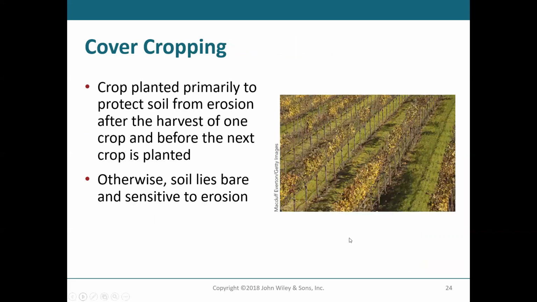Cover cropping. Crop planted primarily to protect soil from erosion after the harvest of one crop and before the next crop is planted. Otherwise, the soil lies barren and sensitive to erosion. So, after harvesting, sometimes you have to wait for the next season that you can plant in. Instead of just allowing the field to lay bare, people have put a cover crop to protect the soil and make sure that it's not going to erode.